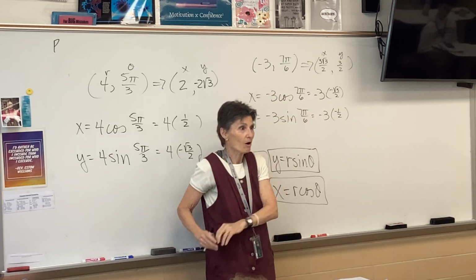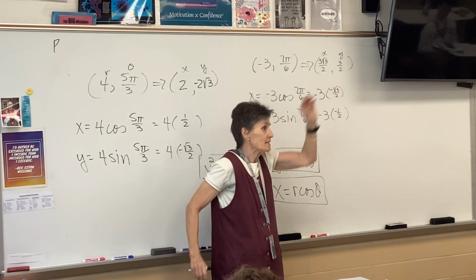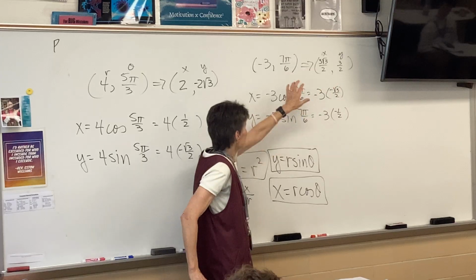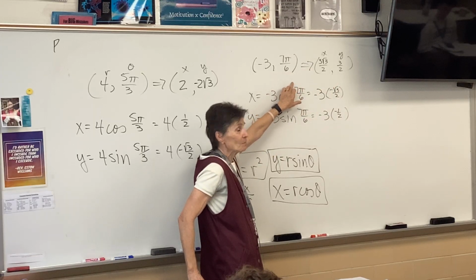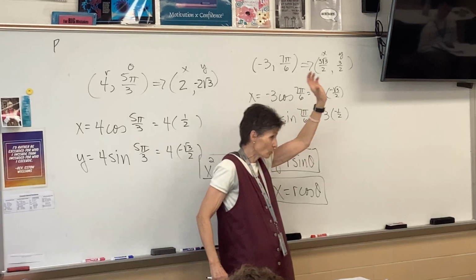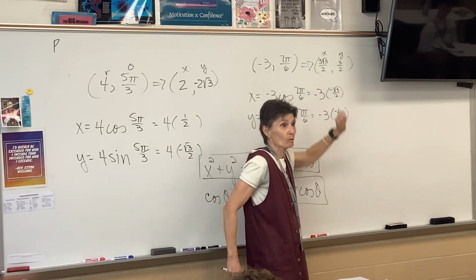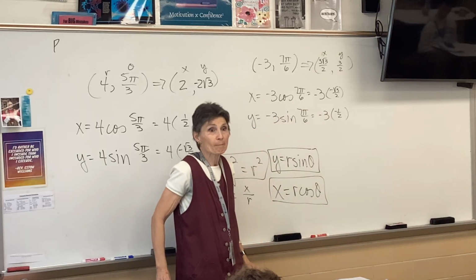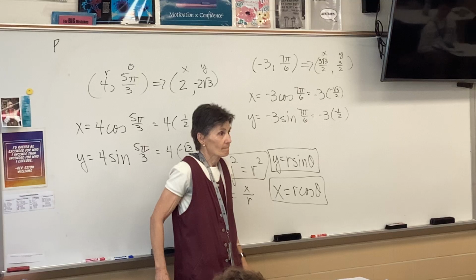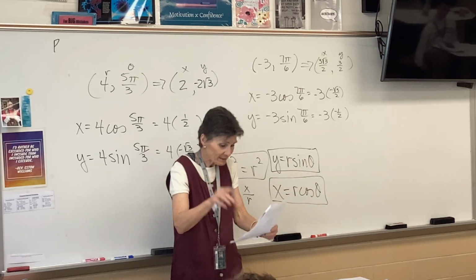A negative R moves you 180 degrees. It moves you to the opposite side of the circle. So this is in quadrant 3. But the negative R is going to push it to quadrant 1, and that's why your X and Y will both be positive, because that point is actually in quadrant 1. All right, feeling okay about that? Easy. All right, now what about the other way around?